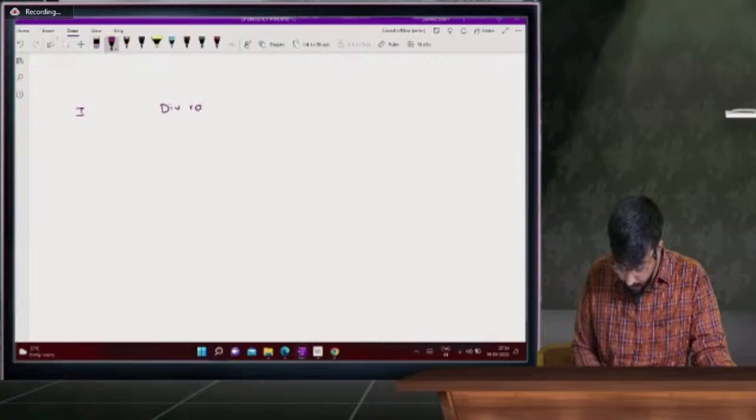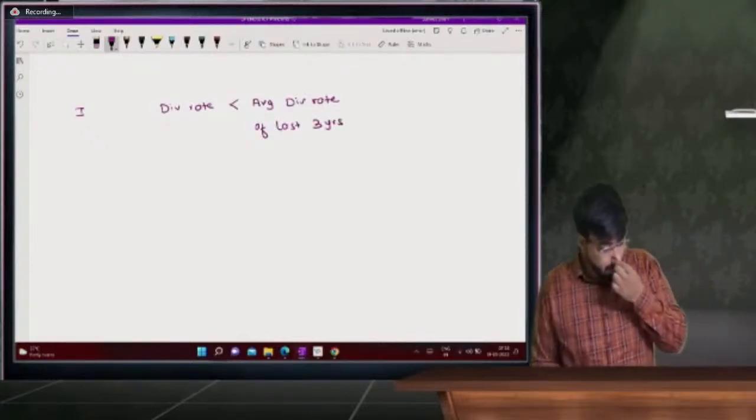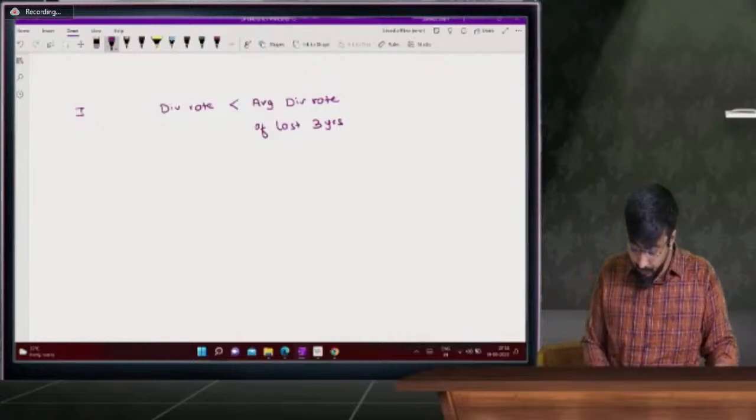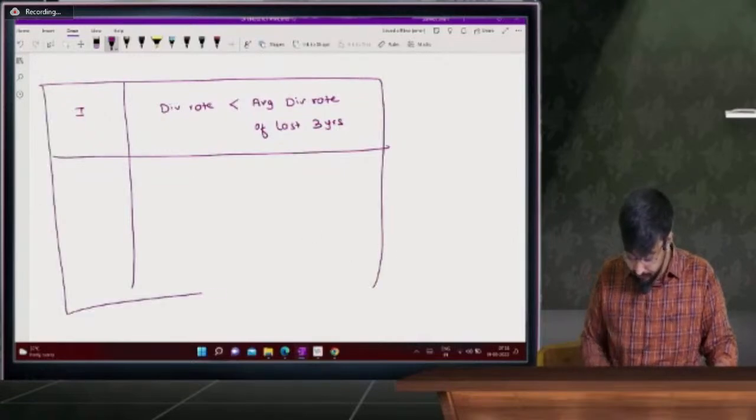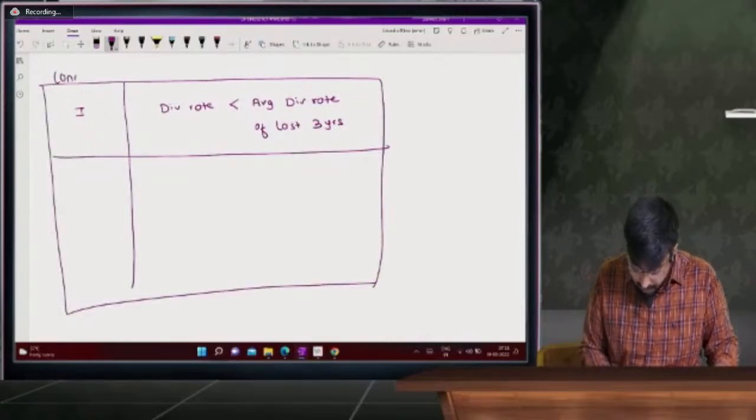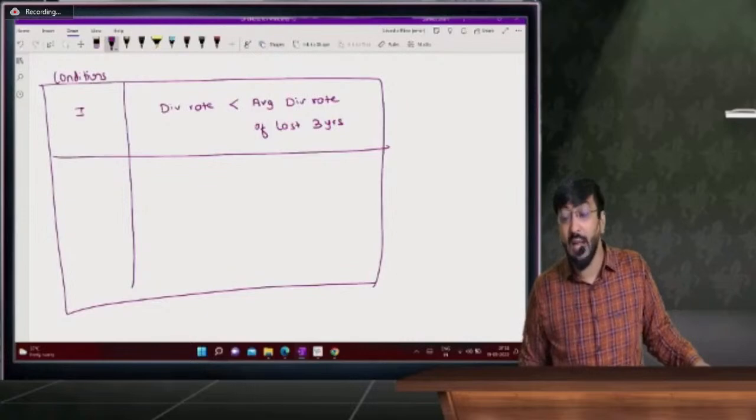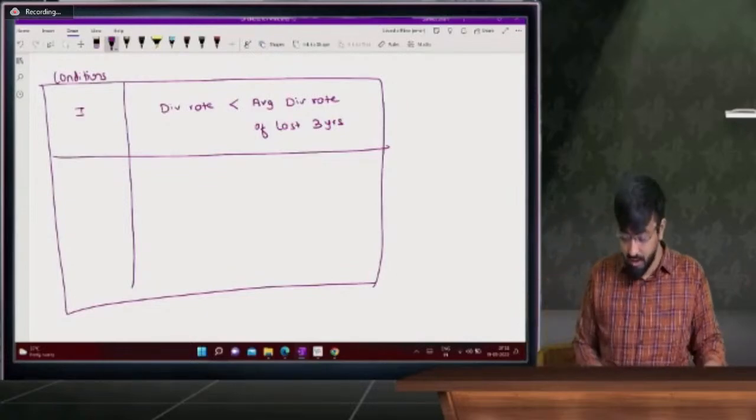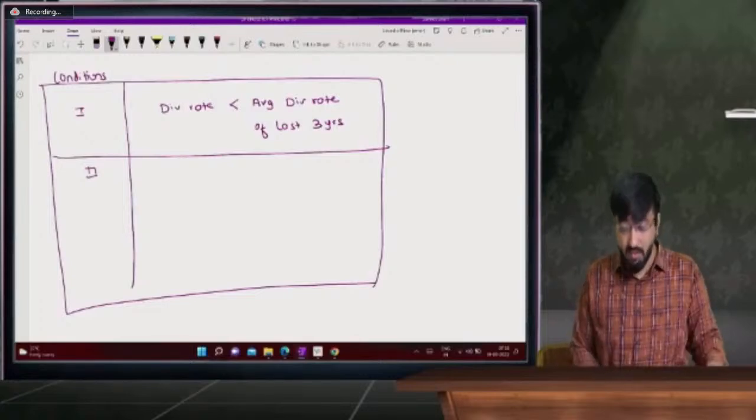Dividend rate must be less than the average dividend rate of the last 3 years. So it should not exceed the last 3 years' rates. So understand, my friends, conditions are very simple: dividend rate should not exceed the average dividend rate of the last 3 years. Write down all these things. Now what is condition number 2?